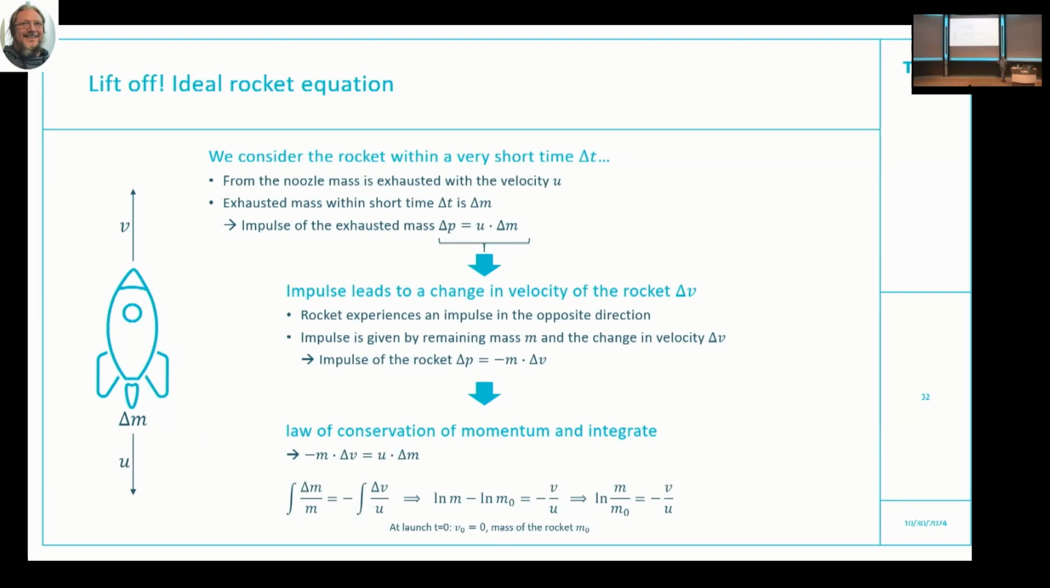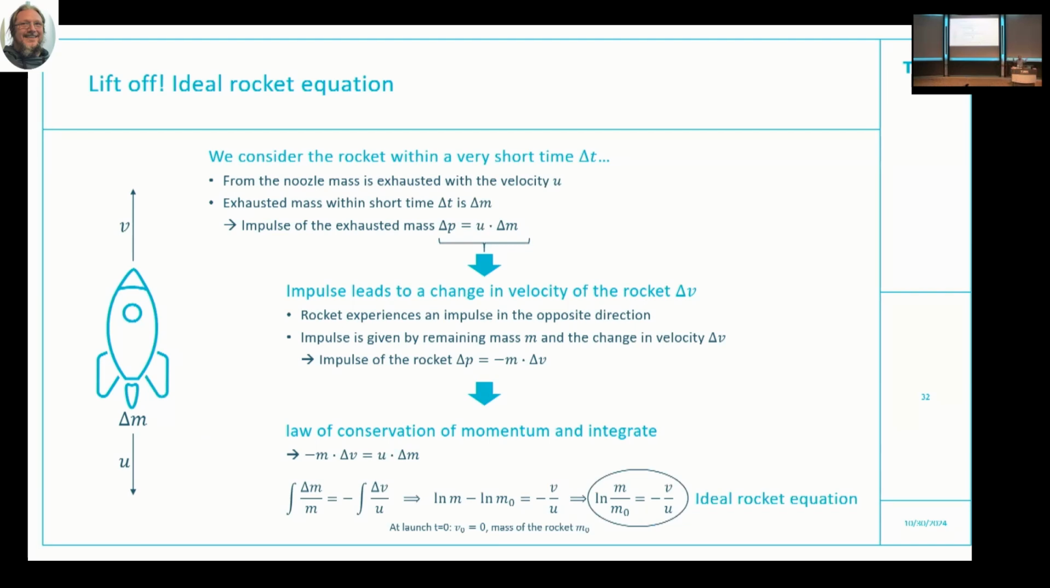I think you know this experiment. You stand on a skateboard, you push away some mass. What you have is an impulse in the other direction, so you're moving in the other direction. So you have now a velocity in the direction of v. Both are equal. Therefore, we can have here the equation, some integral. We have just the integration of this one. And this gives us one of the most famous equations for rockets, the ideal rocket equation.